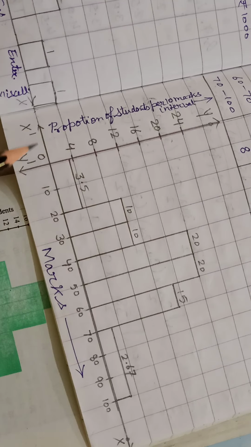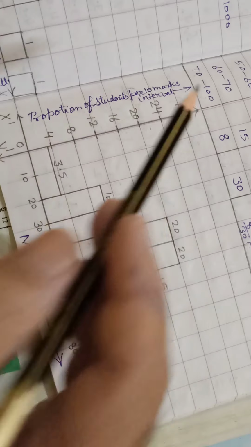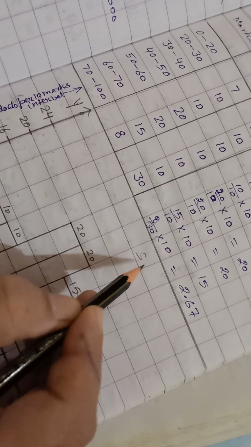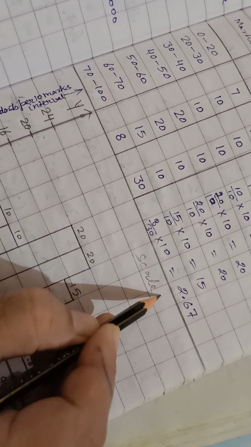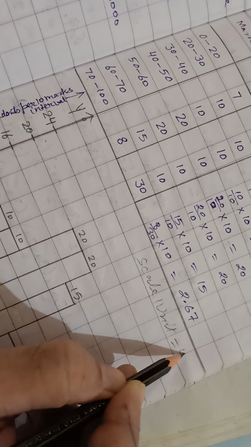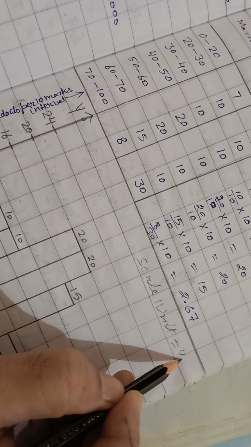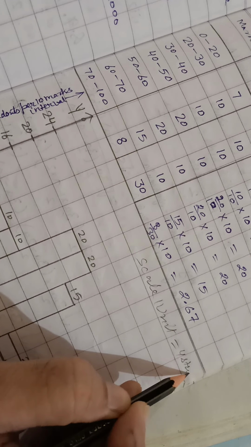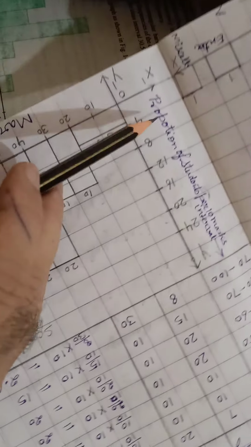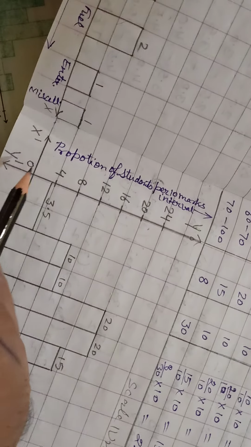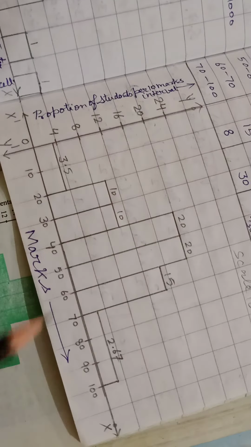So we draw the horizontal axis and vertical axis. 0 to 10. Scale: 1 unit equal to 4 students. Proportion of students per 10 marks interval. Marks. This is the vertical axis, this is the horizontal axis.